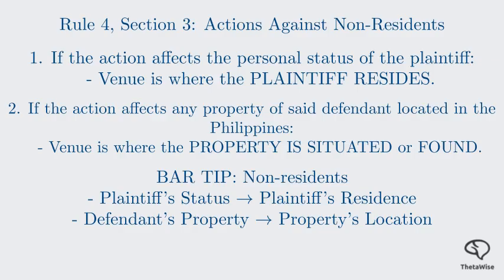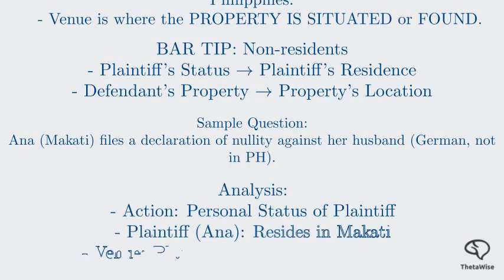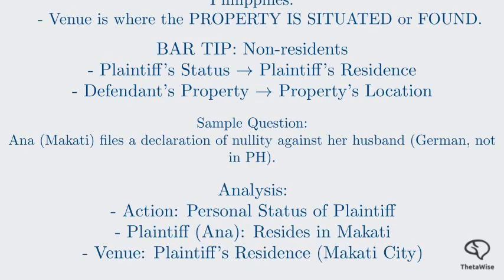Let's consider a scenario. Anna, a resident of Makati, files a case for declaration of nullity of her marriage. Her husband, who is from Germany, has never resided in the Philippines and is not found here. This action affects the personal status of Anna, the plaintiff. Following the rule, the venue is where Anna resides. Therefore, the case must be filed in the Regional Trial Court of Makati City. The husband's non-residence doesn't affect this venue rule.